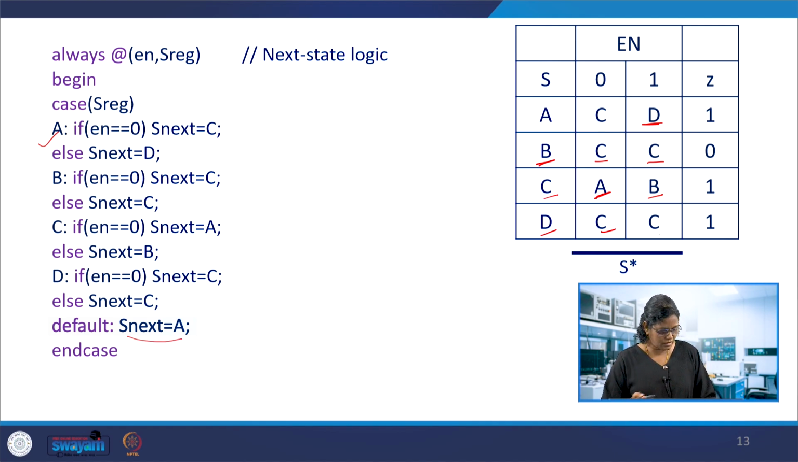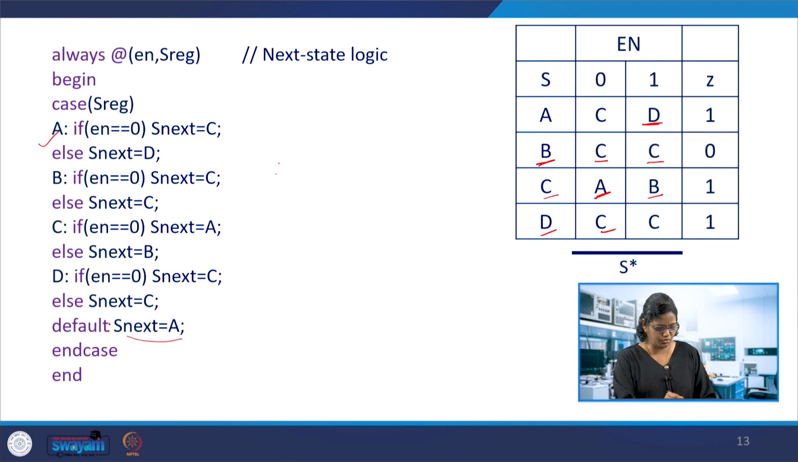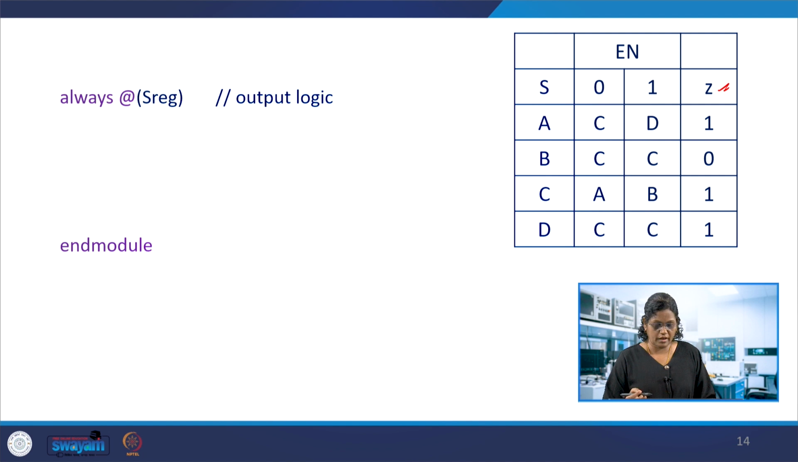End case. After that end. So this is the next state logic, the full always block which contains the details of the state transition table, and then we come to the output logic, which is the next always block. Always at the rate SREG.